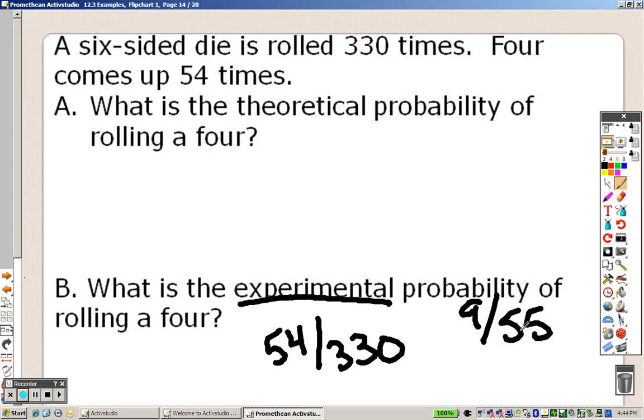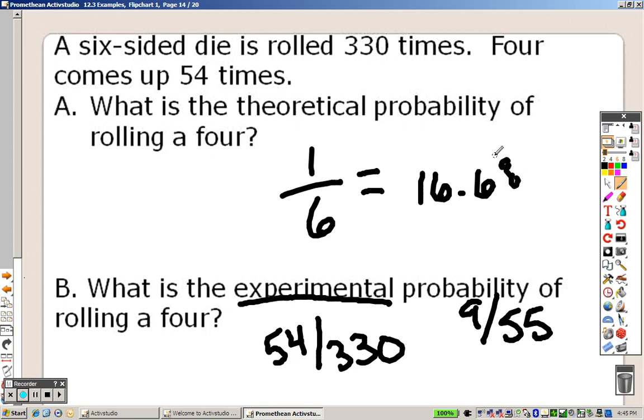However, theoretically speaking, on a single die, how many 4s are there? 1 out of how many? 6, right? There are 6 sides, and one side has a 4 on it. So theoretically, you have a 1 out of 6 chance. 1 out of 6 is 16.6%. We'll just say 6666 repeated. And 9 over 55 is 16.36%. So the point is, the experimental and the theoretical are pretty darn close to each other in this problem.